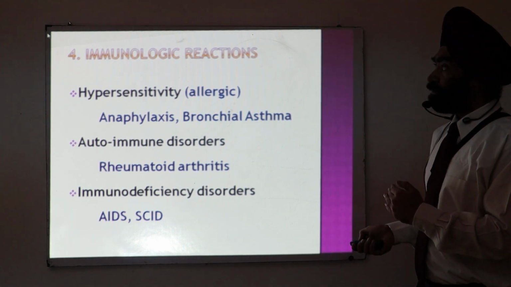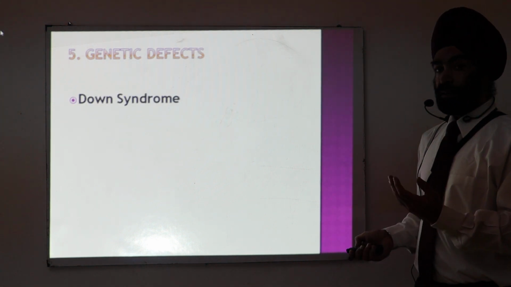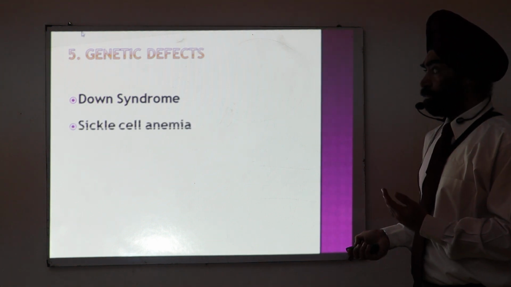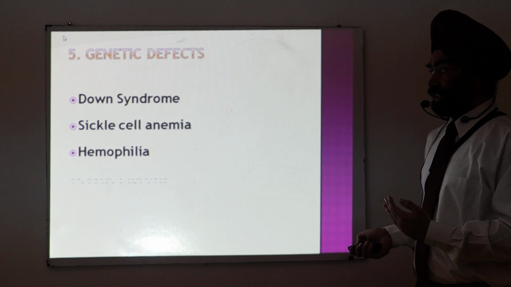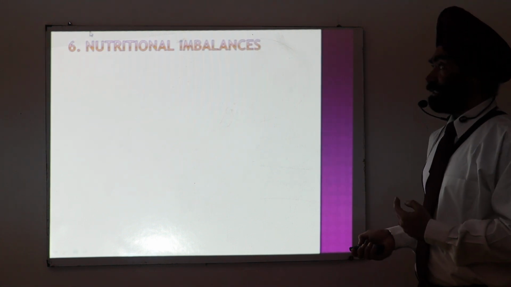So now coming to the fifth one, genetic defects. Genes are not properly functioning. There is a long list of diseases. I'm just giving some examples like Down syndrome, sickle cell anemia, hemophilia, cystic fibrosis. These are some of the examples of the genetic diseases.